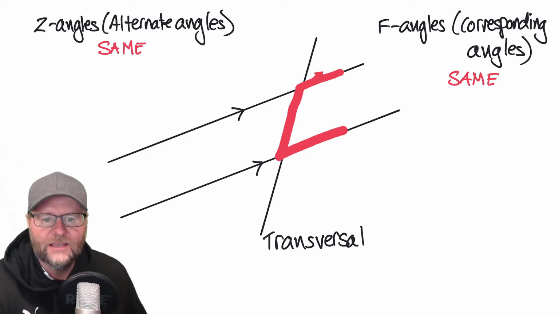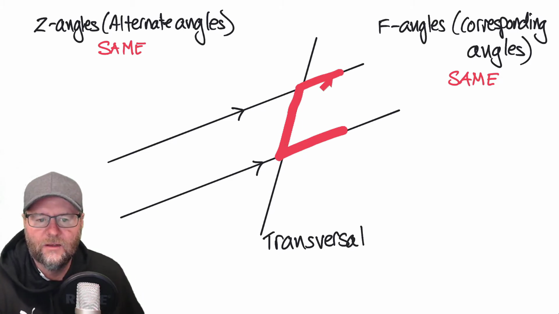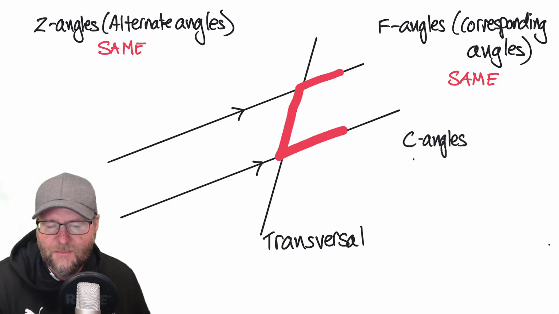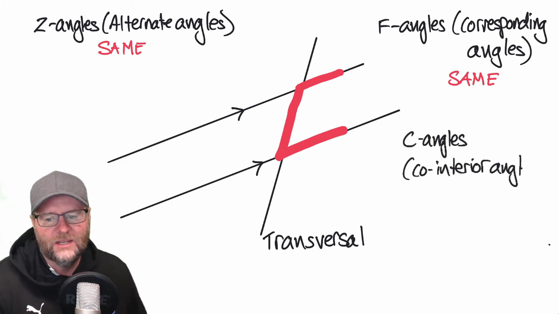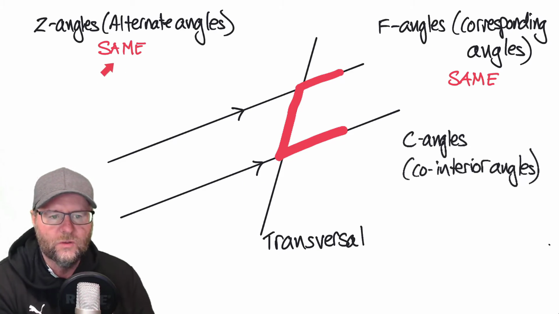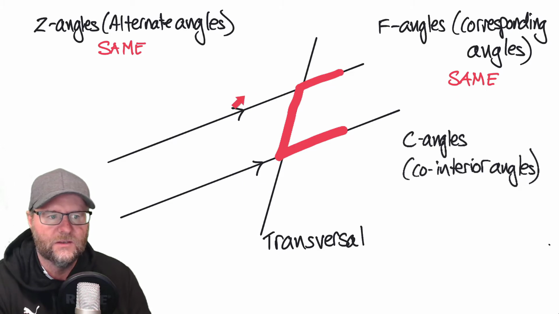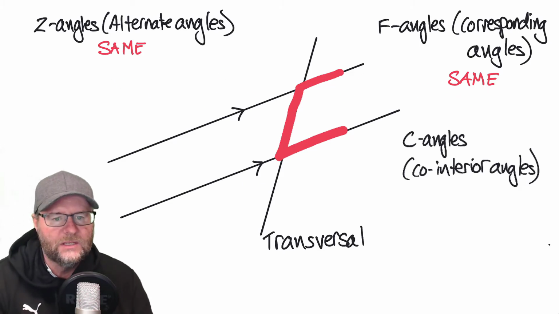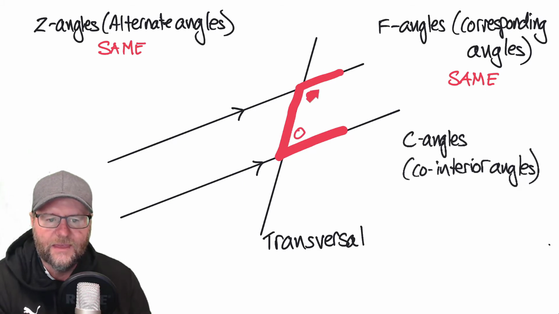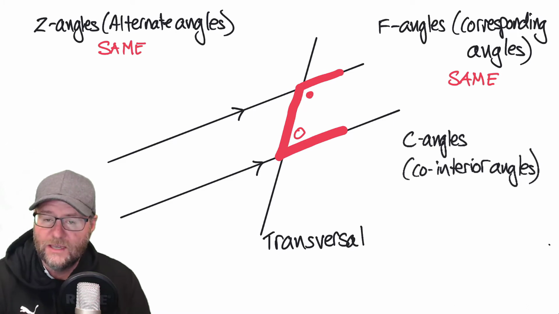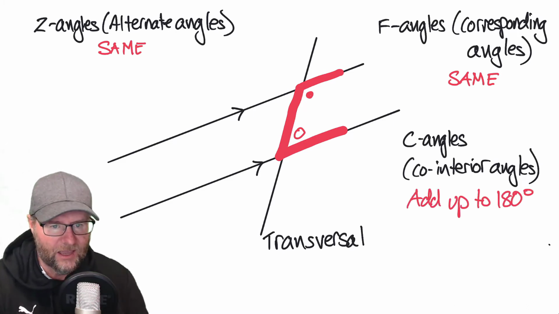You can see I've made a C shape here with the parallel lines and the transversal. And we call those C angles, their mathematical name is co-interior angles. Now these ones are a tad different. You'll see the previous two were the same. Okay, so alternate angles are the same, corresponding angles are the same, but co-interior angles, the angles on the inside of the C shape, are not the same. They in fact add up to 180 degrees. Okay, all the time.